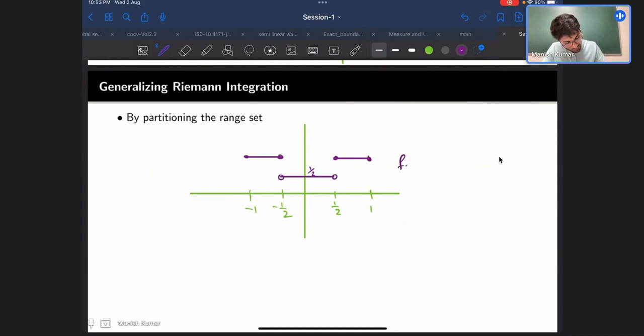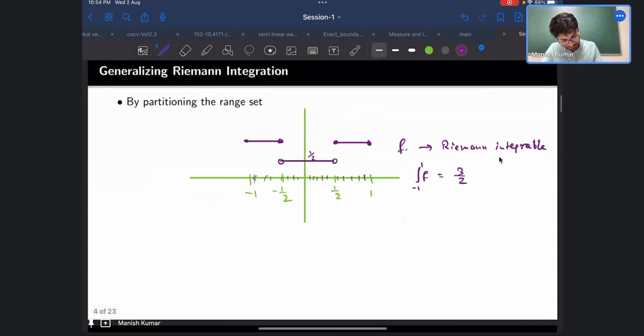Now you can clearly see this f is Riemann integrable. How do you evaluate this integral? We partition the domain to get the value, and then we pass to the limit. This is how we evaluate this integral. The value will be half plus half, which is 1, then half, so 3 by 2. This is the value of the Riemann integration on the interval -1 to 1.